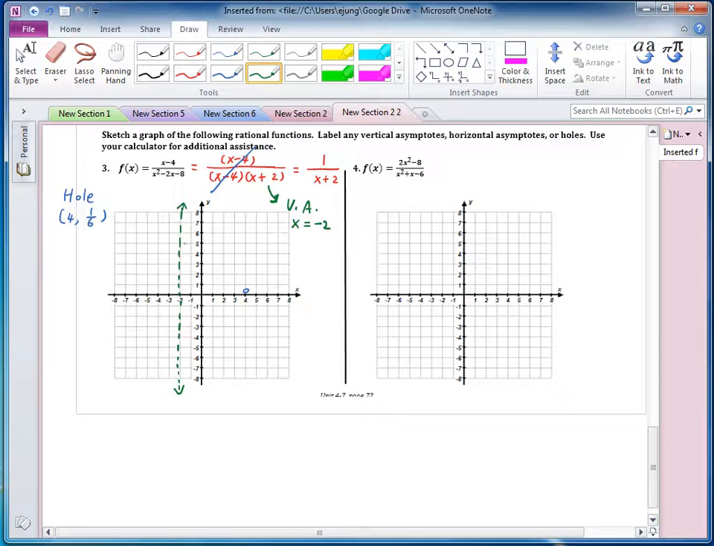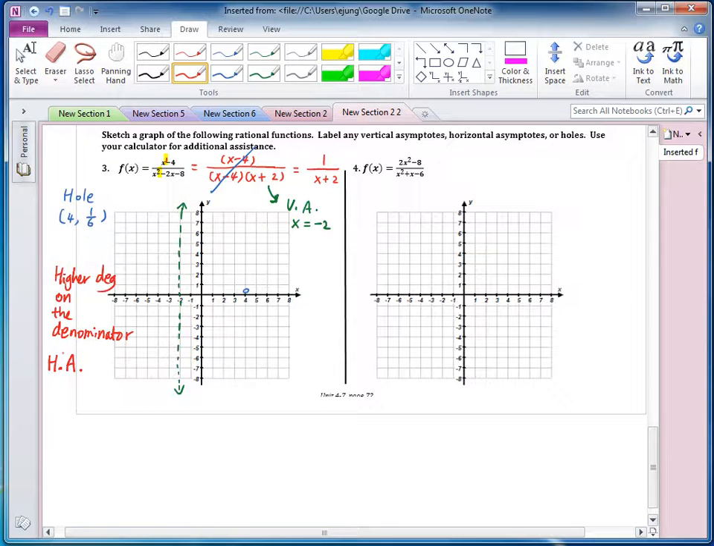Let's talk about the horizontal asymptote. Let's see what the degree of the polynomial is. What's the degree of the numerator polynomial? 1. What's the degree of the polynomial in the denominator? 2. Which one has higher degree? Higher degree on the denominator, right? Then what is going to be the horizontal asymptote? Bottom is heavier, okay? The denominator has higher degree.